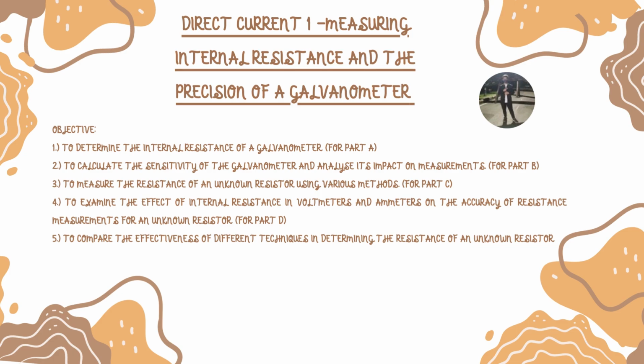Understanding how internal resistance influences measurement accuracy is essential for refining experimental methods and improving precision. The fifth and final objective is to compare the effectiveness of different techniques in determining the resistance of an unknown resistor. This comparative analysis allows for the identification of the most accurate and reliable method, thereby enhancing the overall quality of the experimental results.